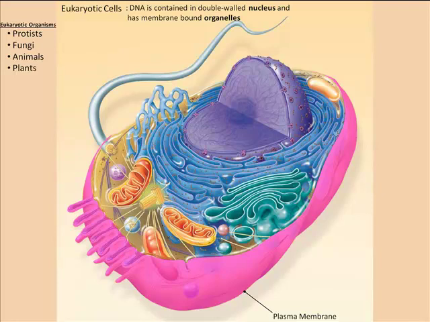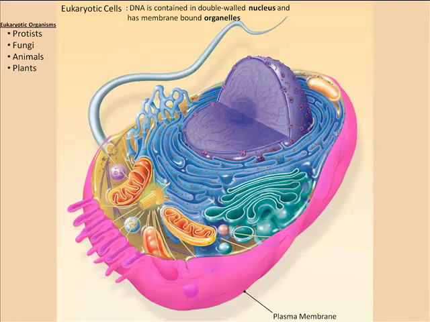The internal structures of a eukaryotic cell are also much more complex than those of a prokaryotic cell. You find a good number more internal structures that have more complicated functions than you find in a prokaryotic cell.